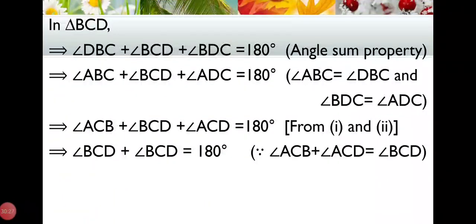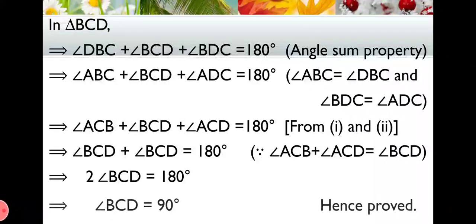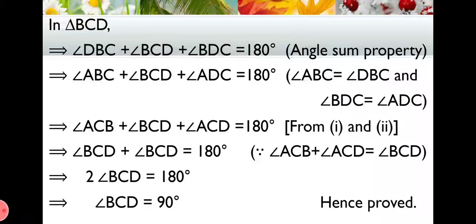So this implies that angle BCD plus angle BCD equals 180 degrees, that is, 2 times angle BCD equals 180 degrees, which implies that angle BCD equals 90 degrees, because half of 180 degrees is 90 degrees. Hence proved.